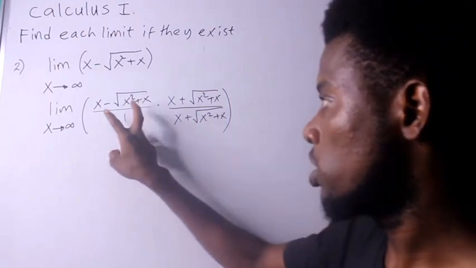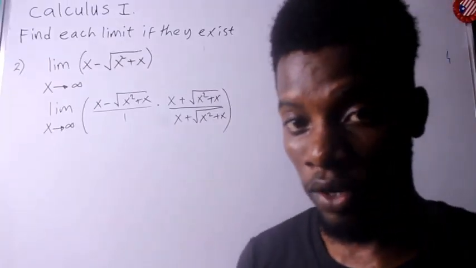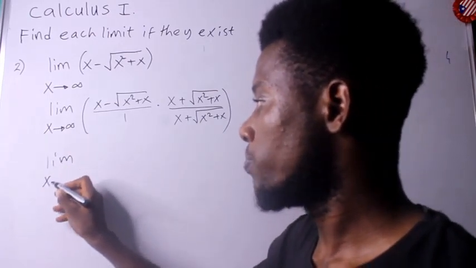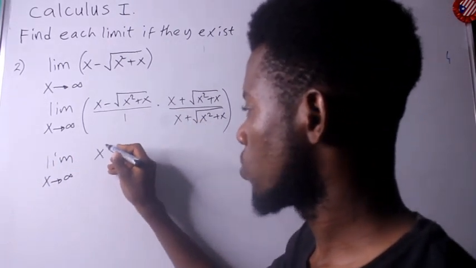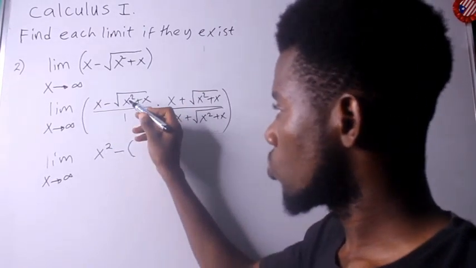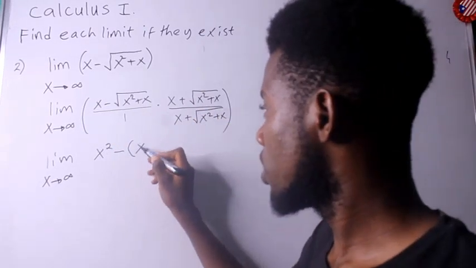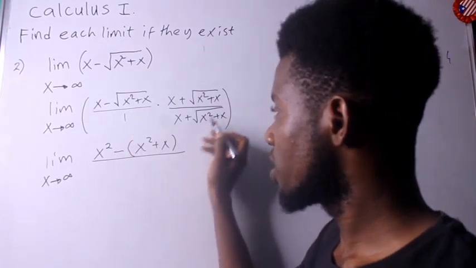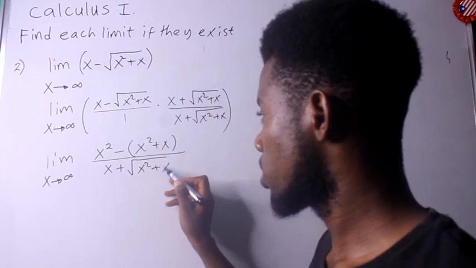So this is a minus b times a plus b, which is in the form of a difference of two squares. So we have the limit as x approaches infinity. We have x times x, that's x squared. And then negative times positive is negative. The square root of x squared plus x times the square root of x squared plus x is just x squared plus x. And then we divide this. 1 times the entire expression is the same expression, x squared plus x.